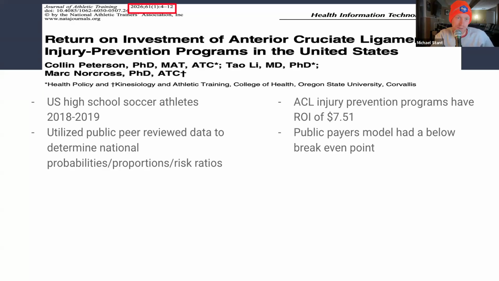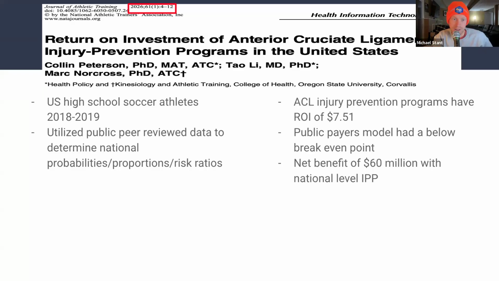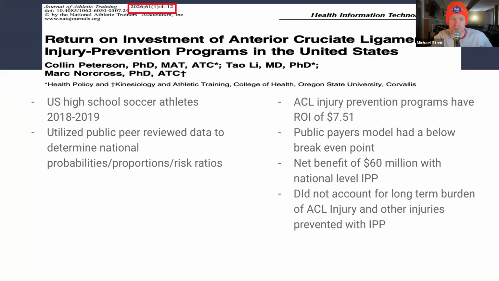Interestingly enough, they're really just showing savings from surgery. They didn't talk about all the indirect costs of ACL injury after the fact, so the rehab and the missed work or days. They're just looking at surgery. In the public payers model, so Medicaid and Medicare, that almost didn't even break even for return on investment, which tells you about the reimbursement rates there. However, with the private payer model, the net benefit was $60 million on a national level. Kind of what I talked about before.